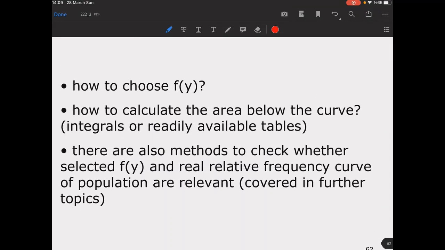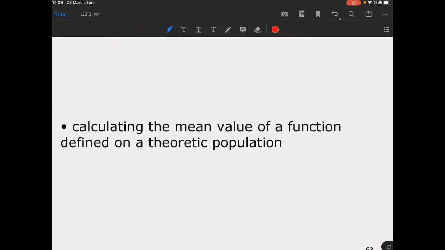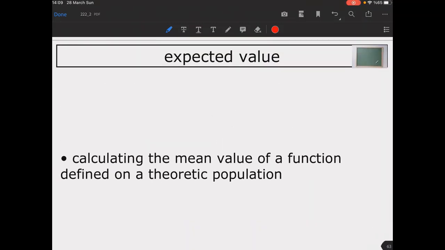And there are also methods to check whether the selected f(y) and the real relative frequency curve of the population are relevant to each other as well. We will discuss this in chapter 3 hopefully, so that you can have more idea about the fitness or the possible alternatives, deciding between the different alternatives of modeling a given population data set, for example.